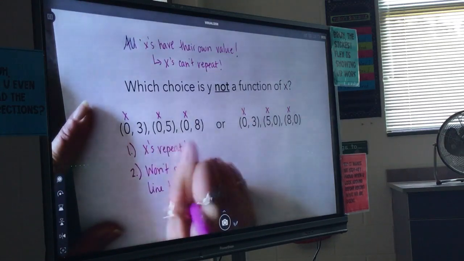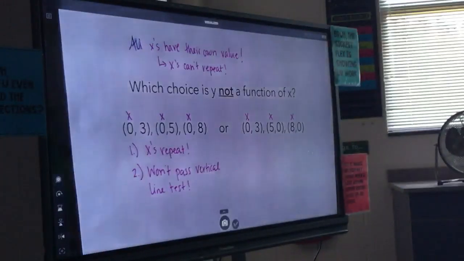So a long time ago, when we started functions, we did this thing where I gave you a sheet and it had lines on it, and you had to see if it passed the vertical line test. So draw lines. And what happens if it didn't pass? Then the line passes through it twice. Right, if it passed through it twice.